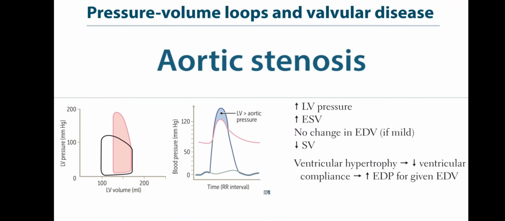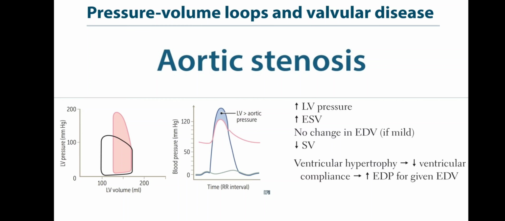Now let's start with pressure volume loops and valvular disease. In aortic stenosis, there is increase in left ventricular pressure and end systolic volume. In mild cases, there is no change in end diastolic volume. Along with that, there is decrease in stroke volume.